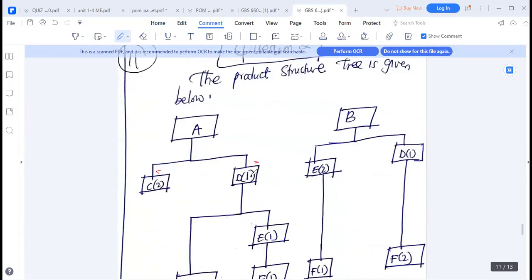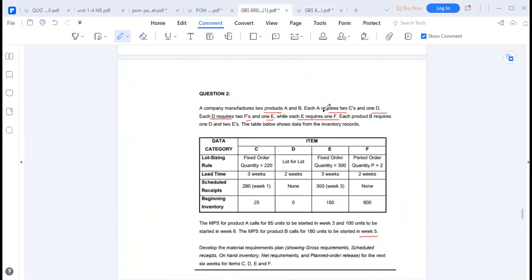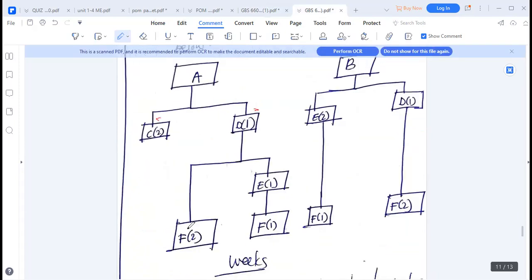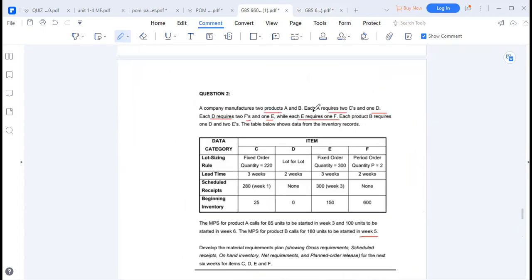Then D, from the information there. A requires 2 C's and 1 D, as in the question. And then D requires 2 F's and 1 E from the question. So each A requires 2 C's and 1 D, and each D requires 2 F's and 1 E.